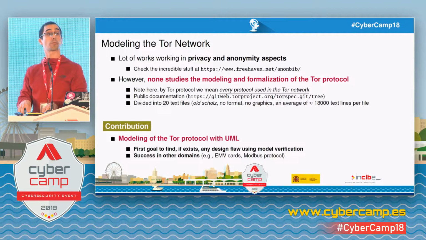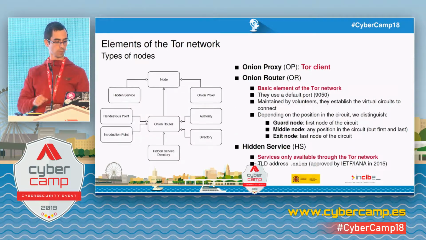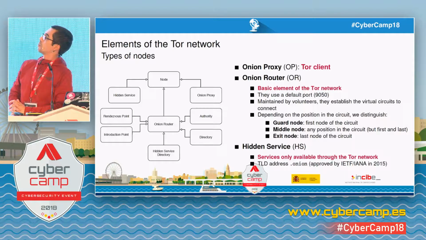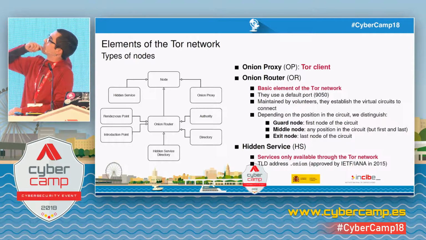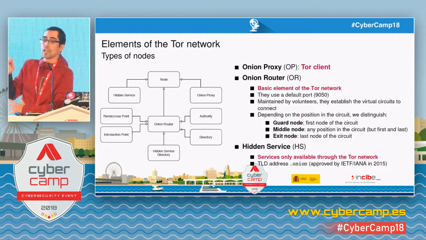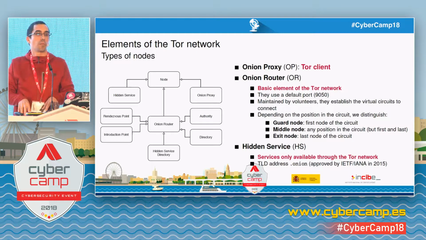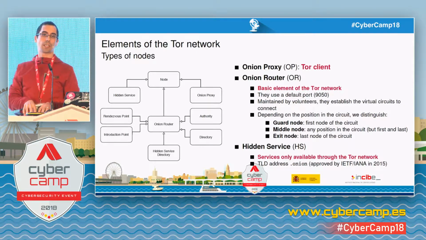If I get the protocol and then I do formal verification, surely I will find the design flaws, which is good. What else do we have in the Tor network? First of all, types of nodes. The first one is onion proxy. That would stand for the client. You at home, you launch the Tor browser and then you become a proxy.